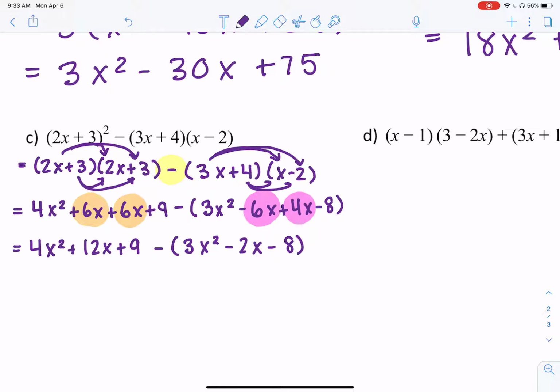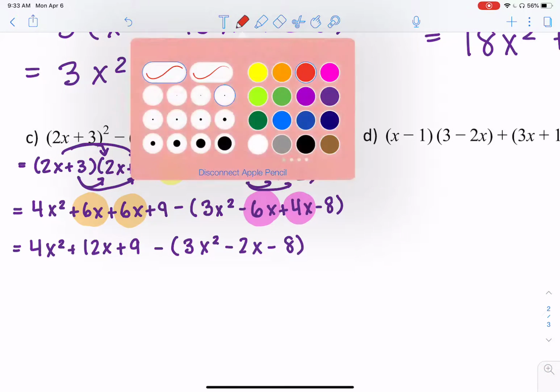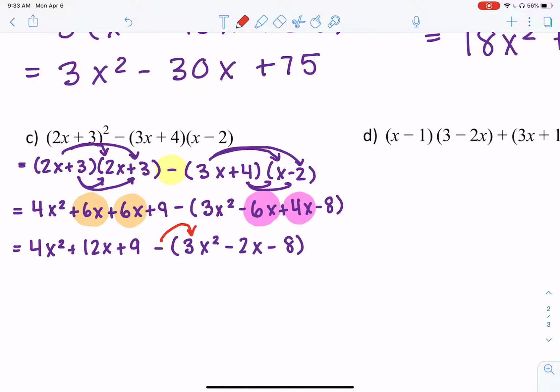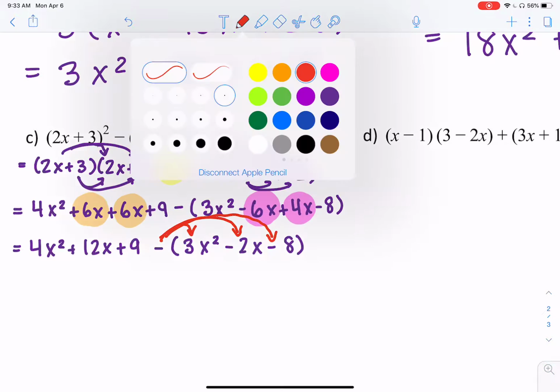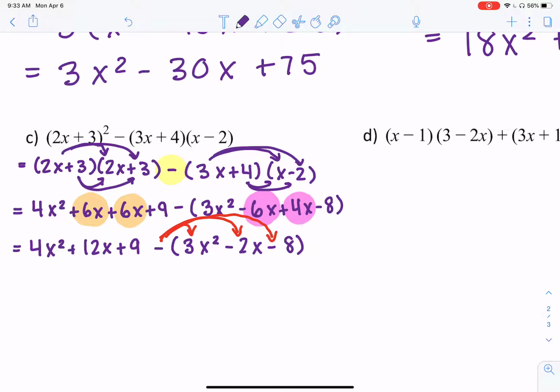And now, just like we did above, we have to multiply in that negative, just like how we did with the 3. So be very, very careful with these little negatives here. It's very easy to miss them. So it's a good idea to highlight it somehow so you don't forget to multiply it in.